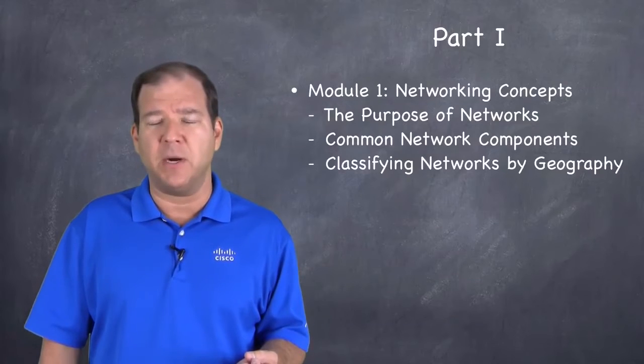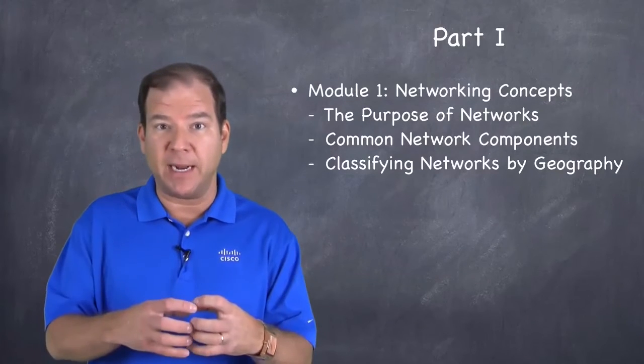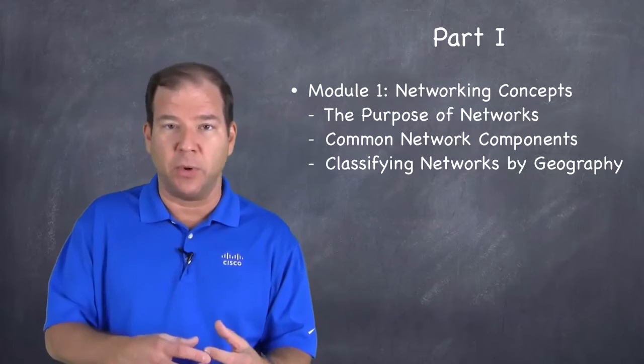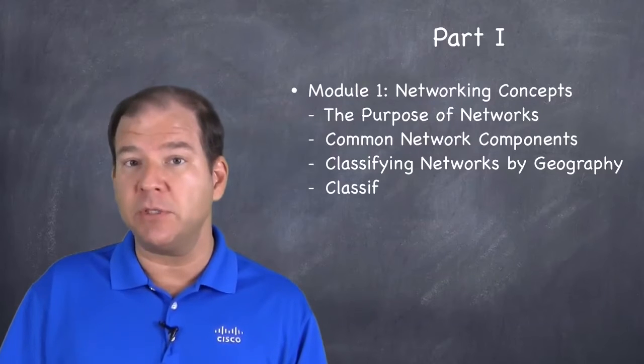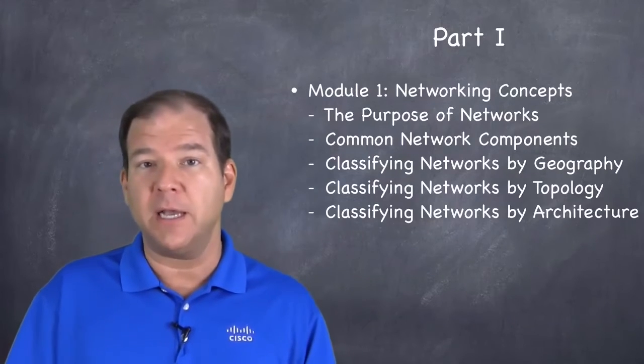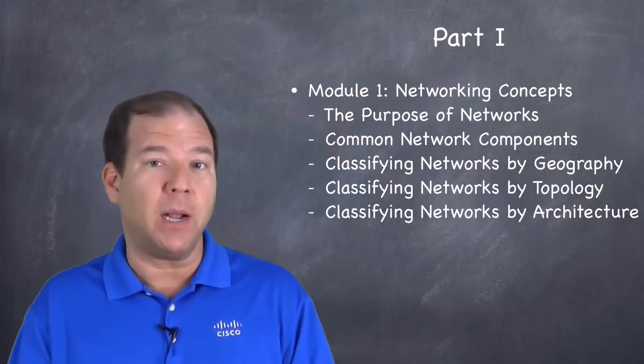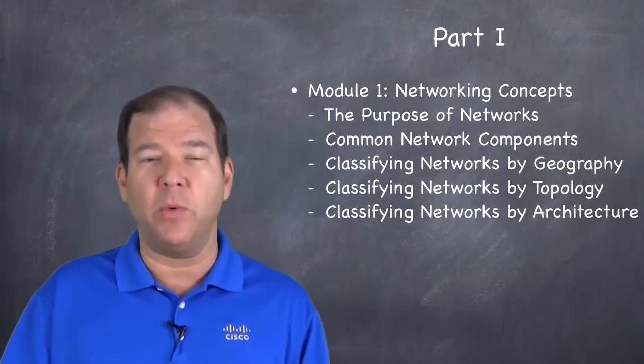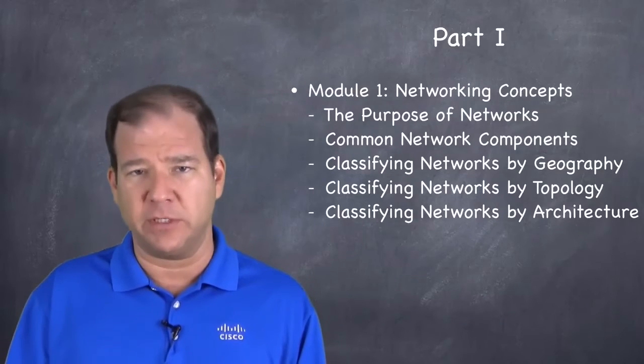We could categorize networks based on how they're interconnected. Is it a star? Is it a bus? Is it a ring? Or how geographically dispersed they are, such as, is this a LAN? Is this a WAN? Or we could say, is this a peer-to-peer network or a client-server network? We discussed a variety of categories of networks.